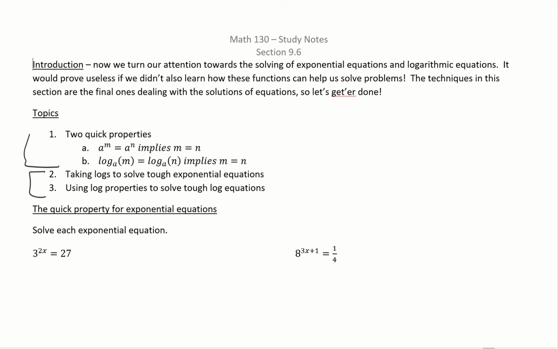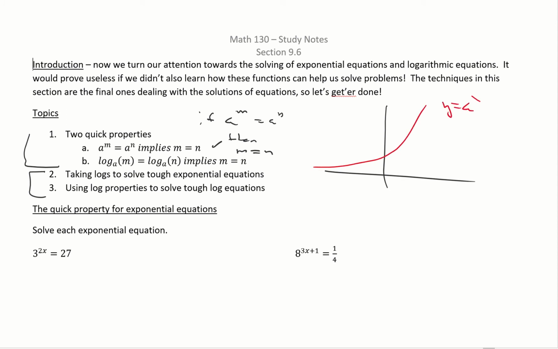The quick properties we're talking about are, for example, right here, it says a to the m equals a to the n. If that's the case, then it has to be that the powers m and n equal each other. Okay, and the reason for that is if you look at the graph, it's because of the one-to-oneness of the function itself. So let's say that this, for instance, is y is equal to a to the x.